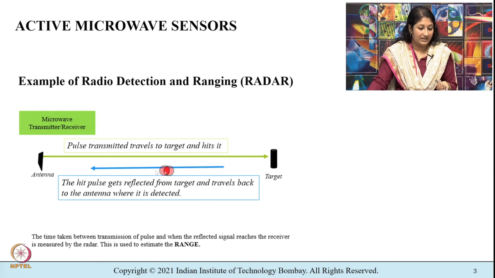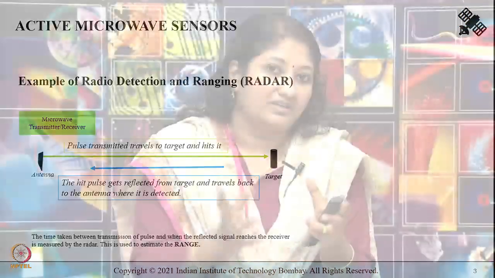We have an antenna, and the pulse from the transmitter travels to the target and hits it, and the pulse gets reflected from the target and travels back to the antenna where it is detected, and we get to estimate the range, that is the distance from the antenna to the target. When we start our module on active remote sensing, we will learn in detail about how microwaves propagate in the atmosphere, and more details about Doppler weather radar data processing shall also be dealt with.